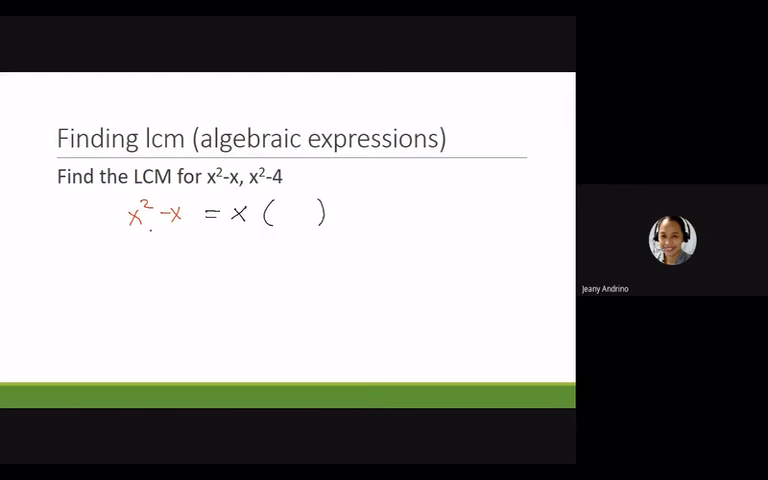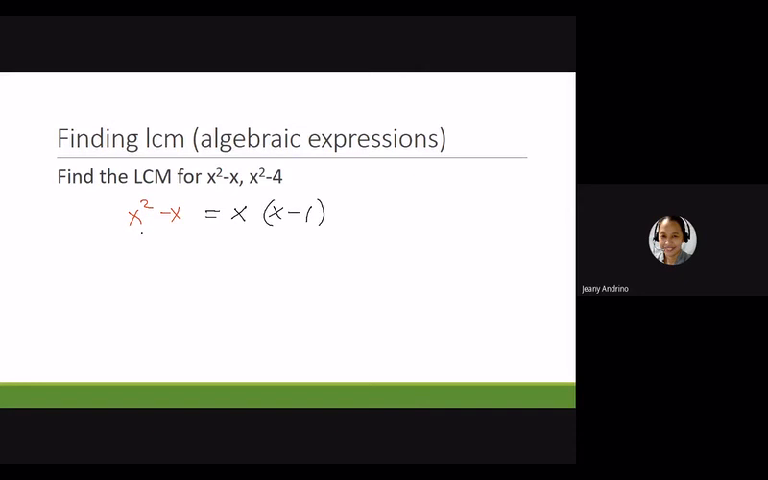So finding the rest of the factor there is to simply divide your terms in there by what you have let out. So x squared now will be divided by x, that is x. And negative x divided by x, that will be negative 1 in there. So your factor for x squared minus x is simply x times x minus 1.